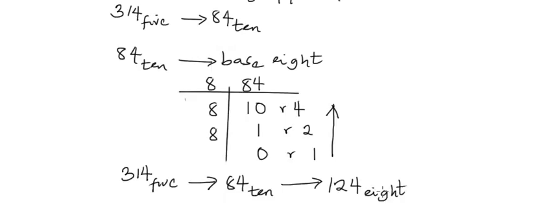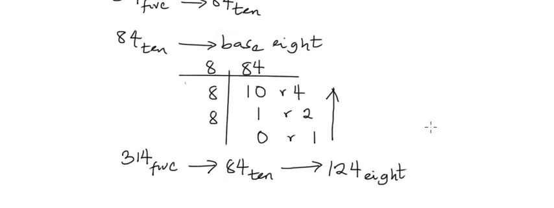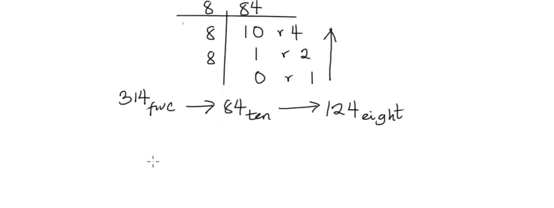In this case, we can finally write our answer. Since the question says we should solve from base 5 to base 8, it can be 314 base 5 equals 124 base 8. So we convert to base 10 and then convert to the intended base. With this, we have been able to see how to solve from a number base to another.